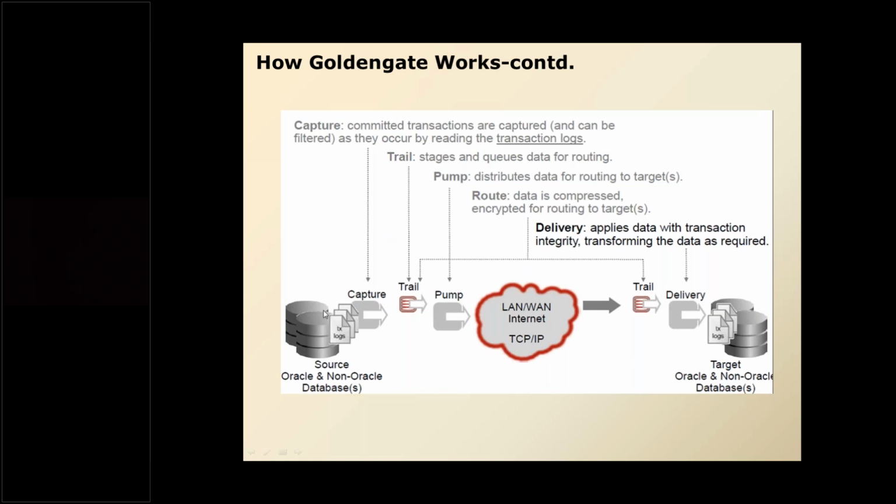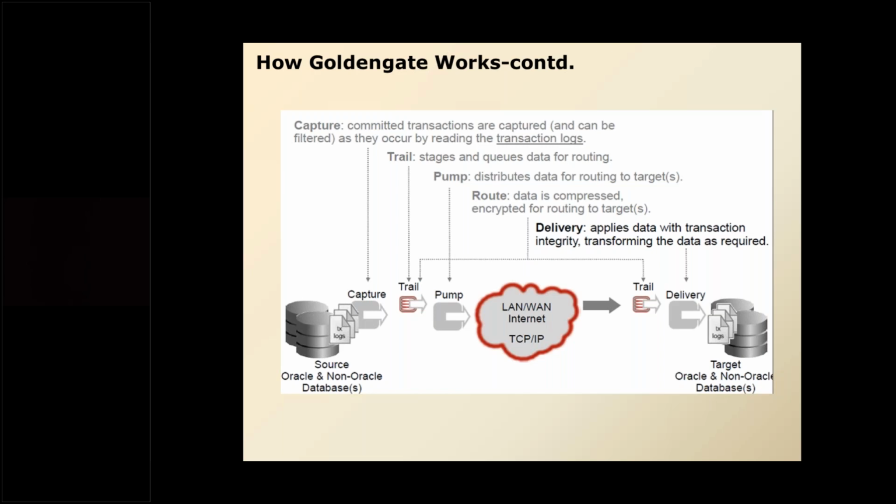Each process has a source to read from and a target to write to. The capture process source is the transaction logs of the database and the target is the local trail. The pump process source is the local trail and the target is the remote trail. The delivery process source is the remote trail and the target is the target database. So always remember there are three processes involved in Oracle GoldenGate: capture, pump, and delivery. Each process has a source to read from and a target to write to.